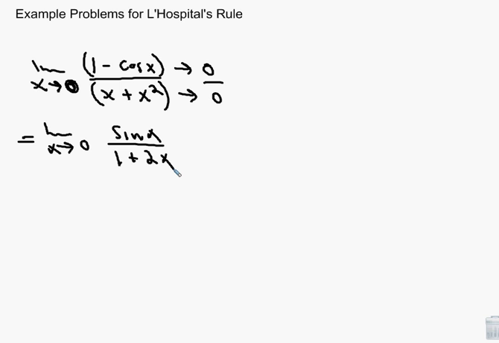So we take the limit as x approaches 0 of sine, which is 0. Okay, and 1 plus 0 is 1. So what's 0 over 1? Well, it's 0. Okay, so that's our answer. And of course, if you trace either of these two functions, that should be pretty clear. Okay, let's go on to a slightly more involved problem here.